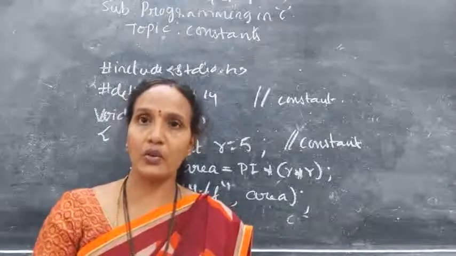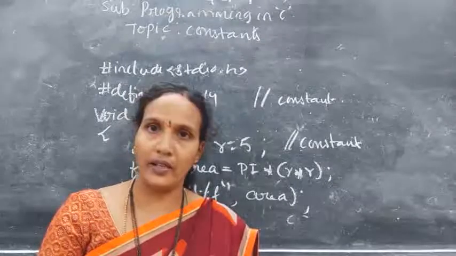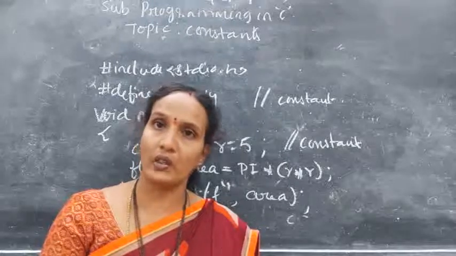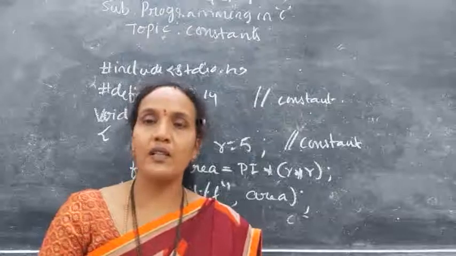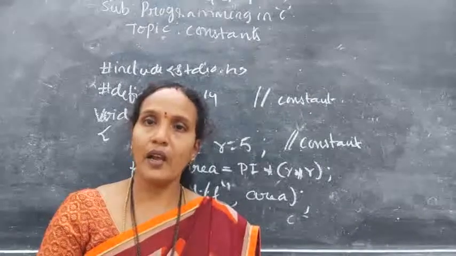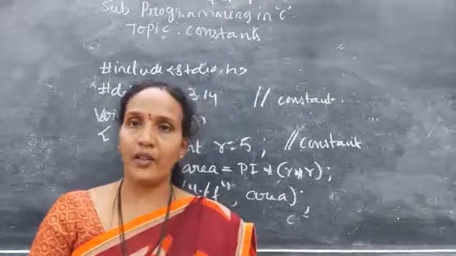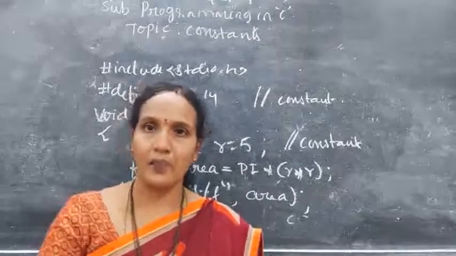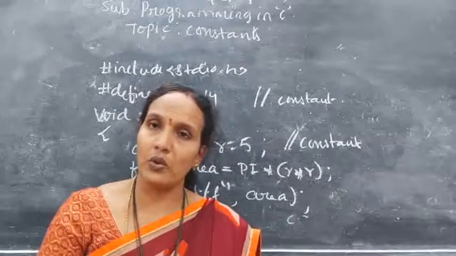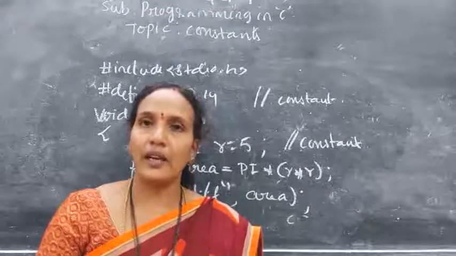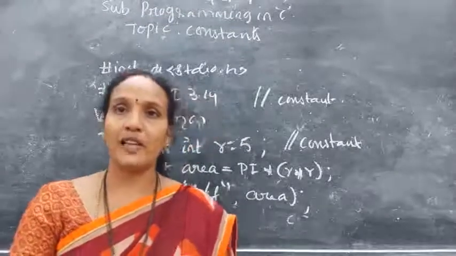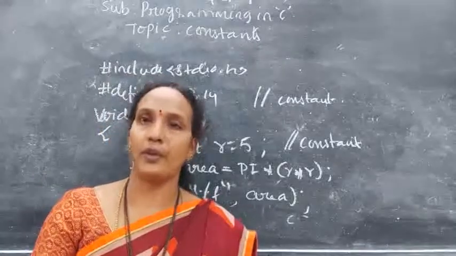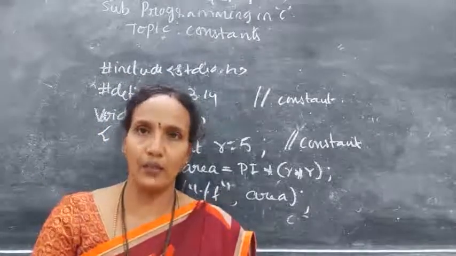But how to declare the constants? In two ways you can declare a constant. The first one is by using the const keyword and the second one is by using hash define. The const keyword is similar to a variable only, and that is loaded after program execution starts. The second one, hash define, is also used to create a constant, but whatever constant you have created by using hash define will be loaded into your program before your program execution starts. That is the only difference.